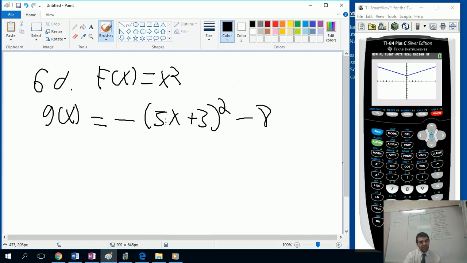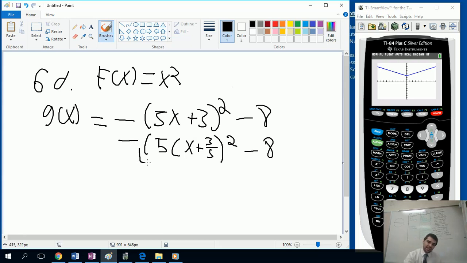So first of all, we need to factor out the x. That's going to be negative, I have to factor out a 5 to get the x by itself. x plus 3/5 squared minus 8. I want you to know something. That negative coefficient over here only affects the internal part of the function and not the negative 8. So once again, that's horizontal, not vertical. Okay?